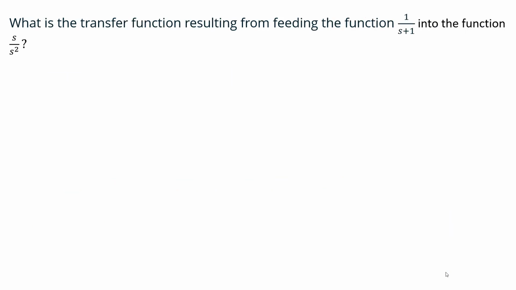Okay, what's the transfer function resulting from feeding the function 1 over s plus 1 into the function s over s squared? I don't know if that's the right way to state that, but what I'm asking you to do there is to convolve those two S domain functions, meaning you just multiply them together.